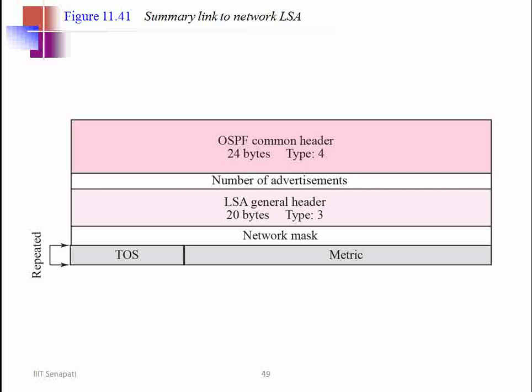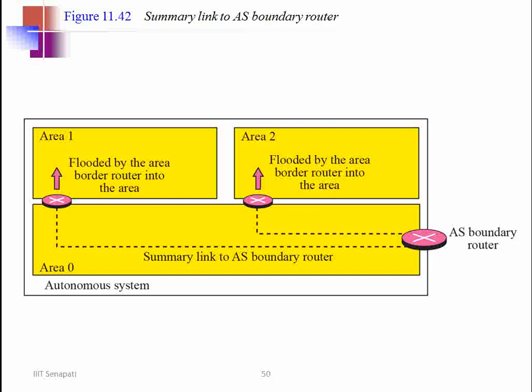Now the next thing, summary link to autonomous system boundary router. Earlier, the routers know the cost to reach all the networks inside the autonomous system, but now if you want to send something, means if you want information from outside the autonomous system, in that case this type of LSA will help.